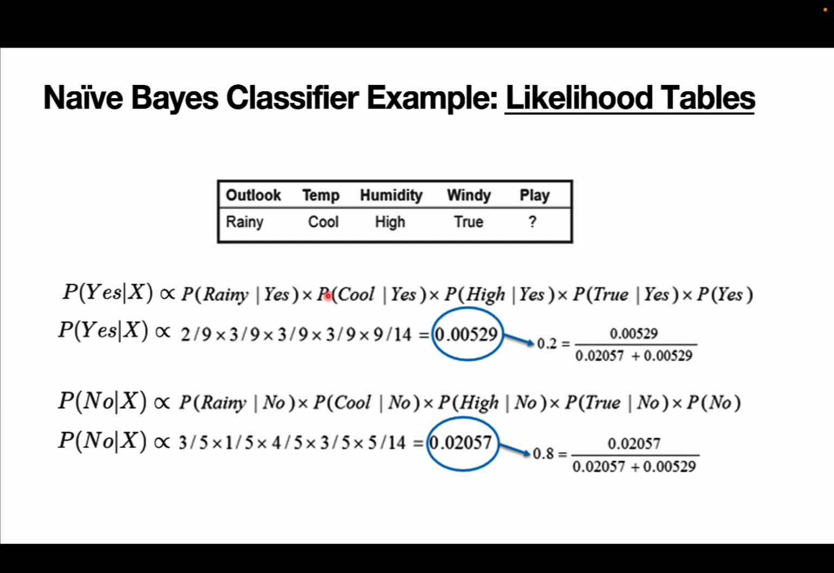So here we have the full formula. I computed the individual probabilities from these tables, and I ended up with these two values, 0.00529 and 0.02057. You can see that I really don't need to compute the probability in the denominator, because I only need to look at the numerator to see that the probability of no given X is larger than the probability of yes given X. And this example is going to be classified as a no.